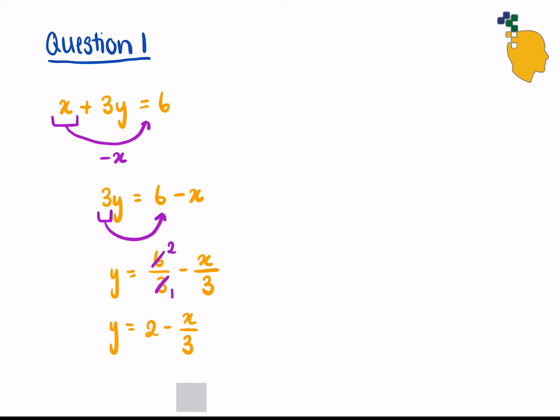Remember the question was finding the gradient. If we go back to the linear equation, we've got it into that format, that y equals something x plus something. So that number in front of x is your gradient. So that number is negative 1 over 3. So the gradient m equals negative 1 over 3.